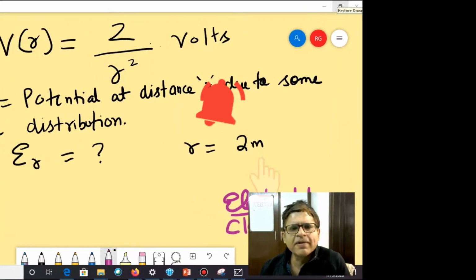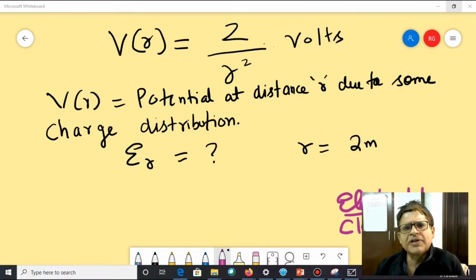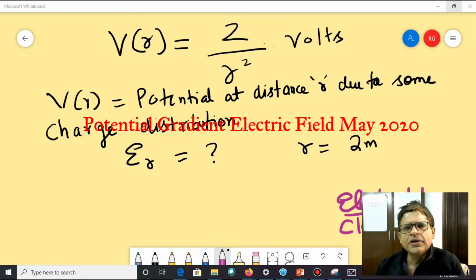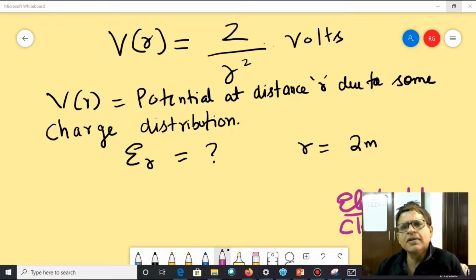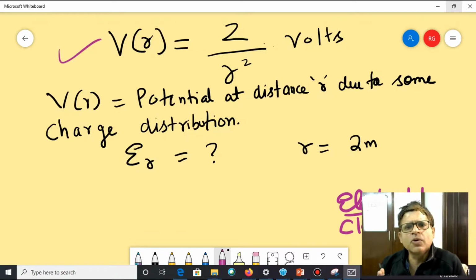So, one of the numericals you can expect in electric potential is trying to find the electric field due to the electrostatic potential. So you would be given the algebraic expression for the potential, which is, for example, in this numerical given by this. And the question is, what is the electric field at some distance? So maybe at r is equal to 2 meters, right?